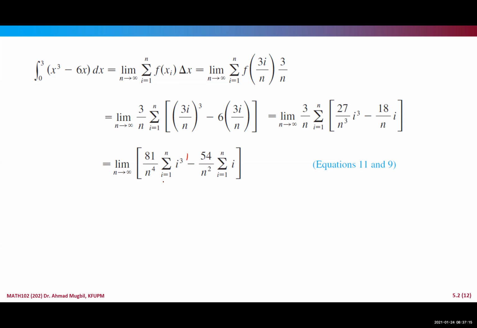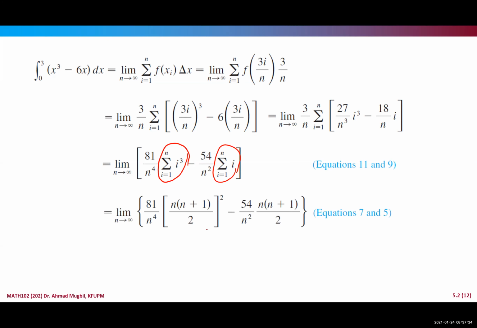And then we will use, of course, what we have learned before in the sigma notation. What is the sigma of i cubed and what is the sigma of i? Here it is. This is, of course, what we have done before. And now it is just a matter of simplifying and taking the limit when n goes to infinity. You can see clearly here that you have n to the power 4 and also here n to the power 2. It will be cancelled with n squared here and n squared there. So you will have this at the end.